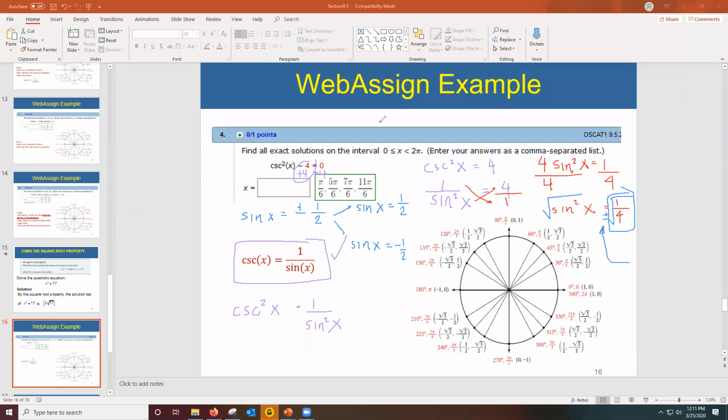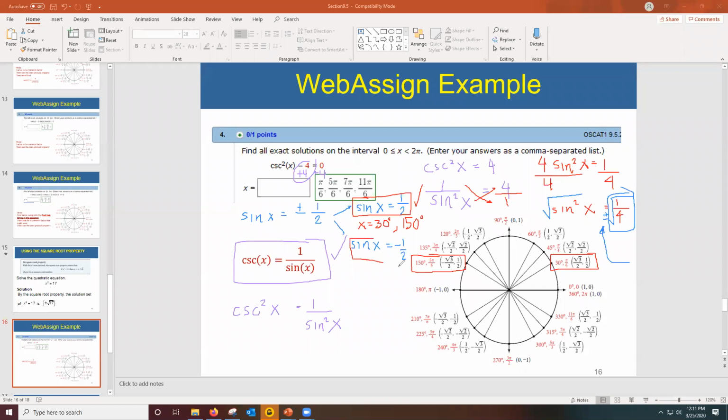All right, now I'm just going to go to the unit circle. What angles have the sine equal to 1/2? Well, 30 degrees is one answer. Remember, the sine is the y value. 150 degrees is another answer. All right, so those are the angles that have the sine equal to positive 1/2.